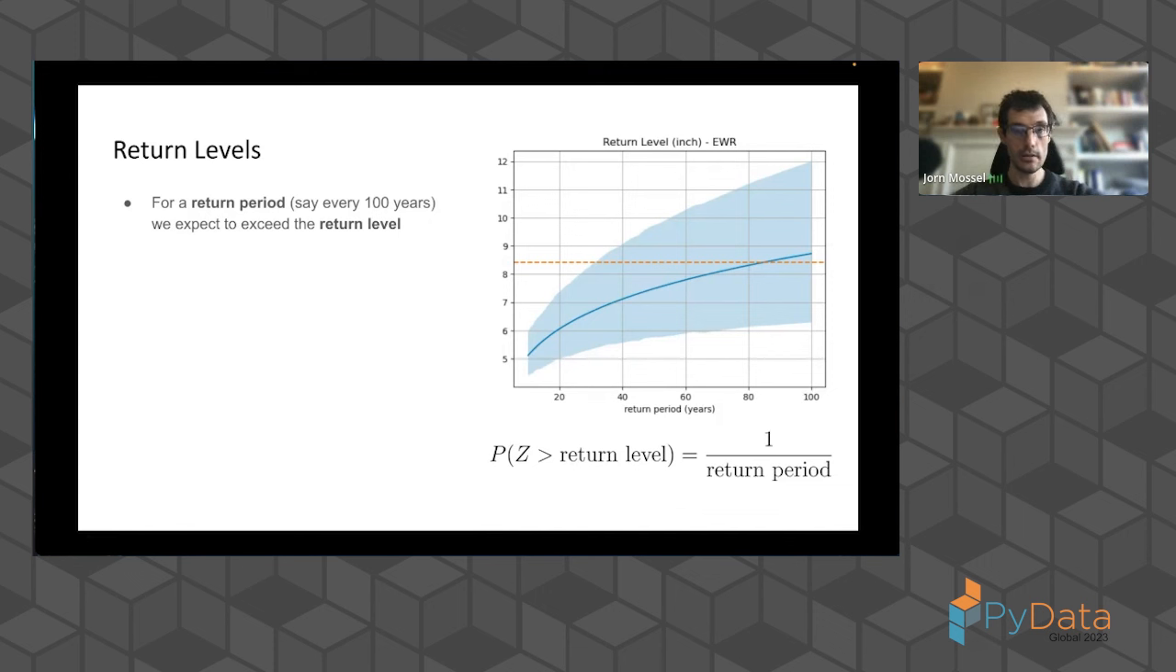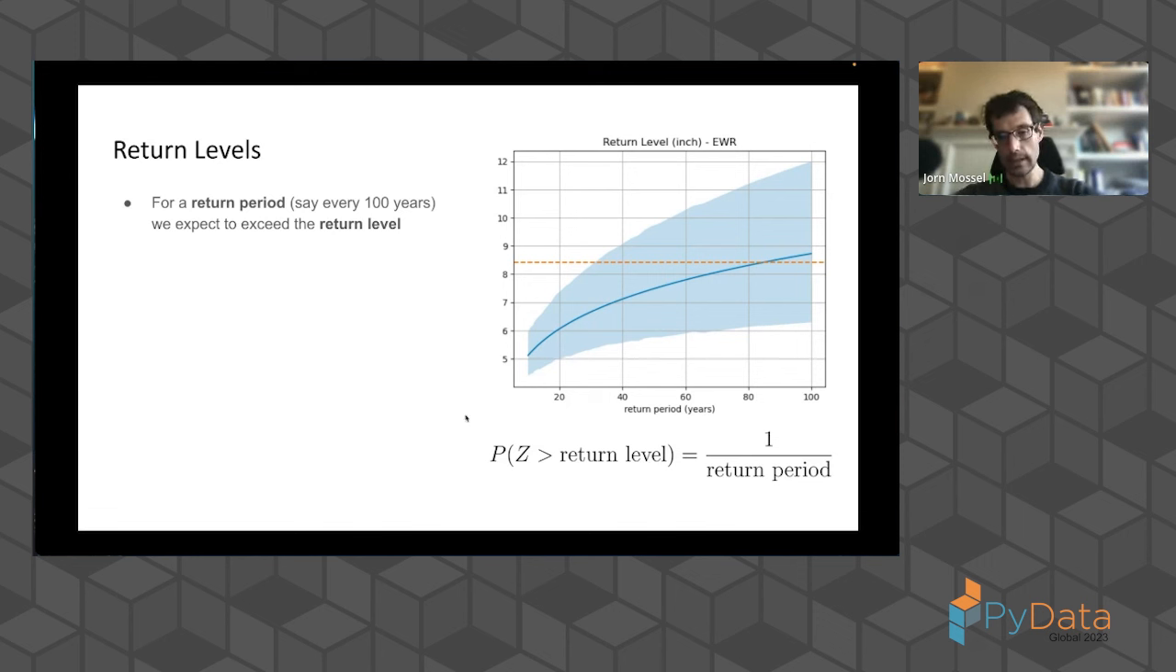So, one step back. As I mentioned earlier, when we want to discuss how extreme something is, we look at return levels given the return period. What I mean by that is, say, every 100 years we expect to observe something like, let's look at this graph, 8.5 inches or more. Or at the other extreme, every 20 years we expect something of 6 inches or more.